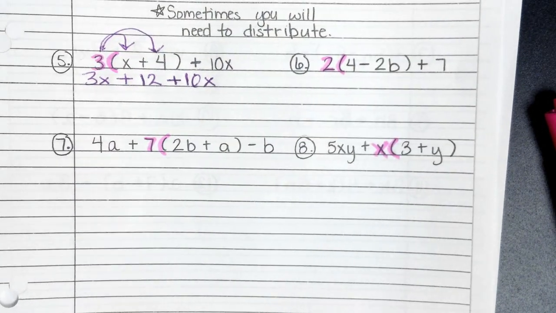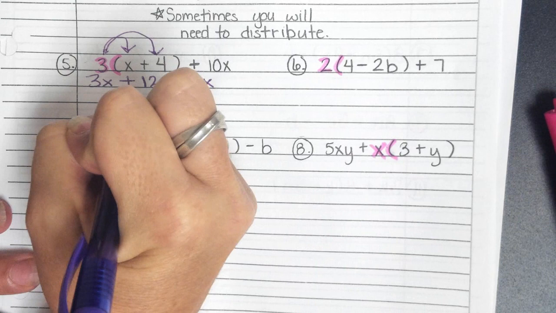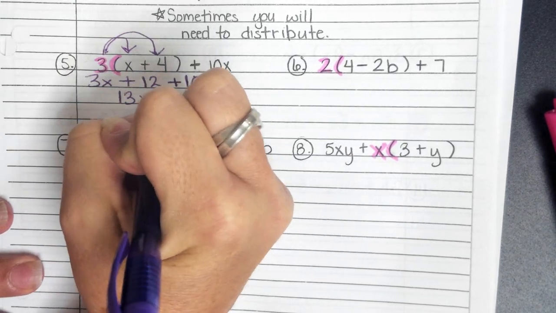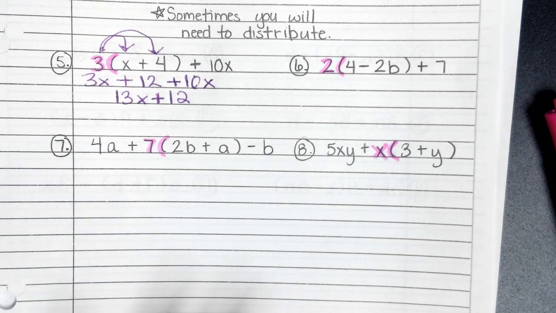Now it looks like what we did on the top. What can we combine? 3x and 10x. Yes, 3x and 10x is 13x. 13x plus 12. We should all be writing this. I do not understand why some people's pencils have not touched their paper in the last little bit, guys. This is the first time ever I've taught this.